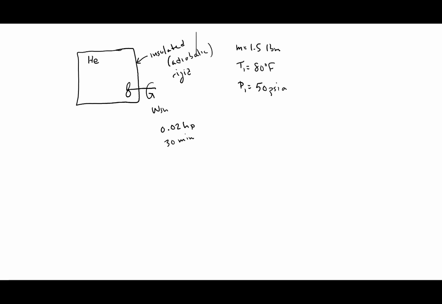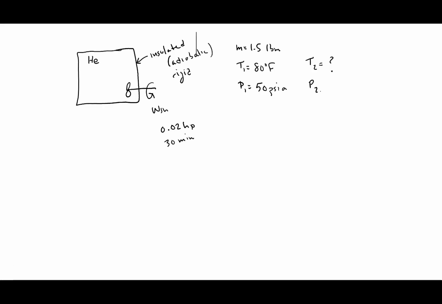So basically we have this helium in this adiabatic tank. We're doing some shaft work, so we have work input, and we're raising the temperature and pressure of the gas. We have the initial temperature and pressure. We want to find the final pressure and the final temperature, so P2 and T2.